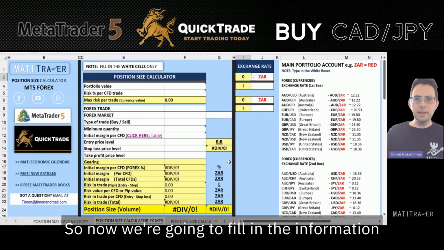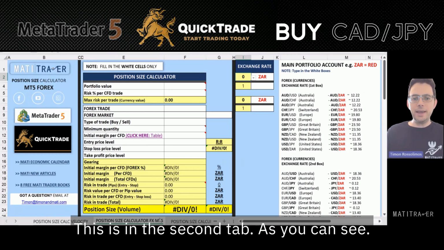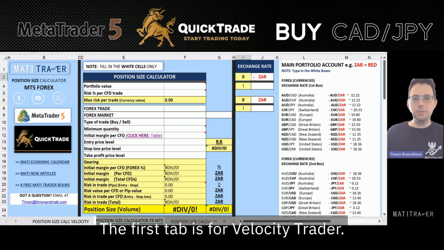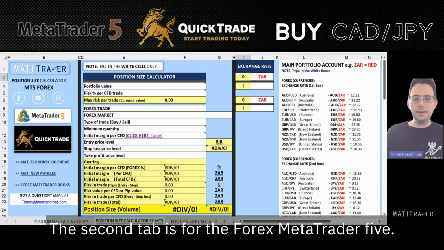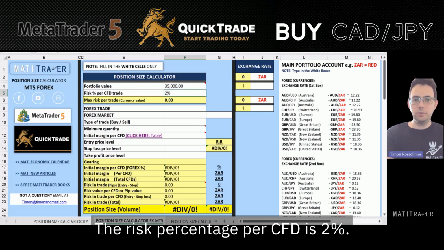So now we're going to fill in the information in the position size calculator MT5 for Forex. This is in the second tab. As you can see, the first tab is for Velocity Trader. The second tab is for the Forex MetaTrader 5. So the portfolio value will be set at 35,000 Rand. The risk percentage per CFD is 2%.